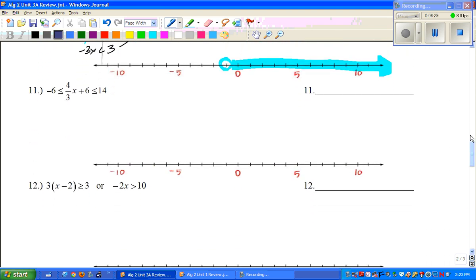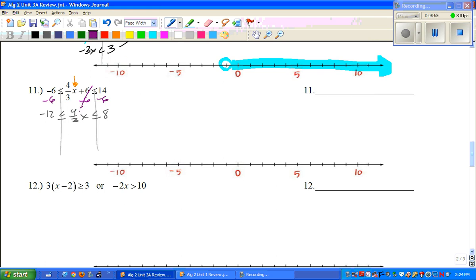Let's move on to number 11. So we're going to start by doing the same thing. We're going to draw our lines down the middle, and we want to get the x by itself. To get the x by itself, we have to follow SADMAP, so we're going to subtract 6 from everything. And we get -12 less than or equal to 4/3 x less than or equal to 8.